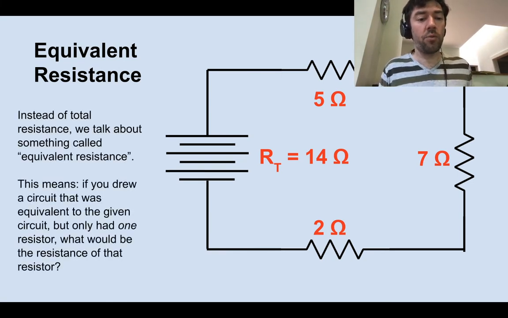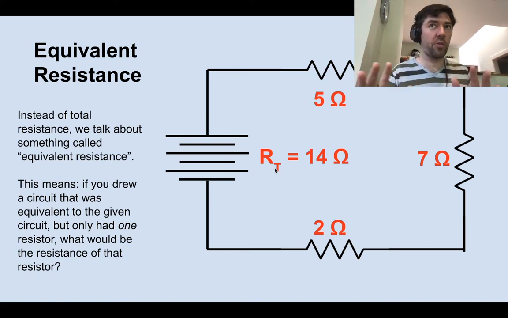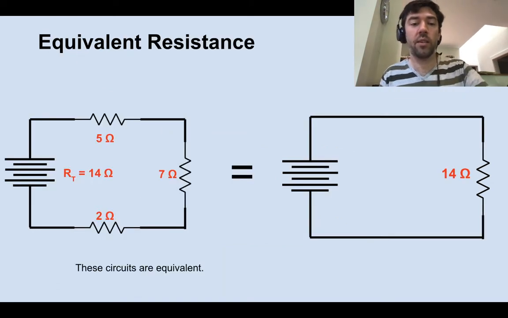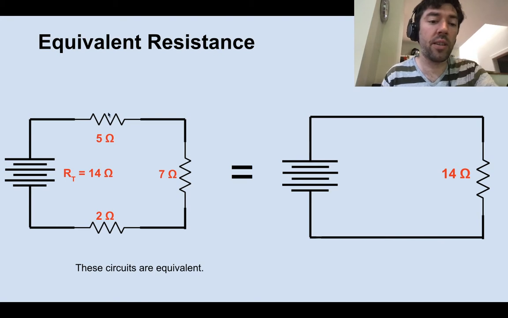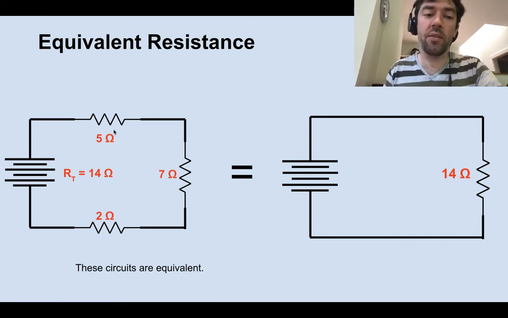If you drew a circuit that was equivalent to this given circuit, but it only had one resistor instead of 3, what would be the resistance of that one resistor? Actually picture it. Visualize that new circuit. I'll show it to you. So this is what it looks like. This original circuit that I gave you is equivalent to this circuit that only has one resistor, but that one resistor has 14 ohms instead of 5, 7, and 2.